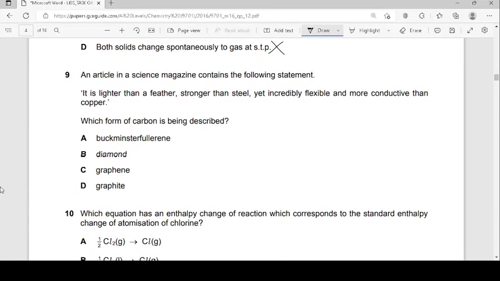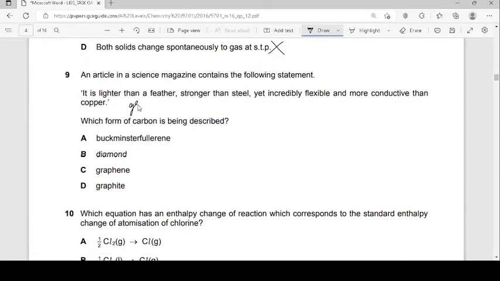An article in a science magazine contains the following statement. It is lighter than a feather, stronger than steel, yet incredibly flexible and more conductive than copper. Now the thing I like about chemistry is that it's a perfect balance of mathematical knowledge as well as memorization, theory and practical. It has a good balance of a lot of different things. Some things you just have to know, sadly.